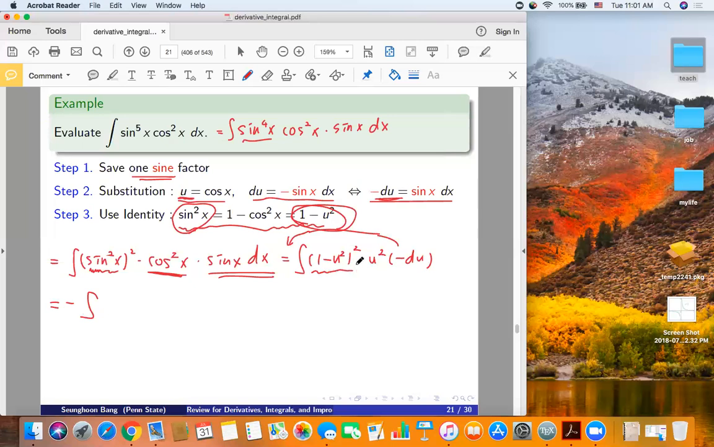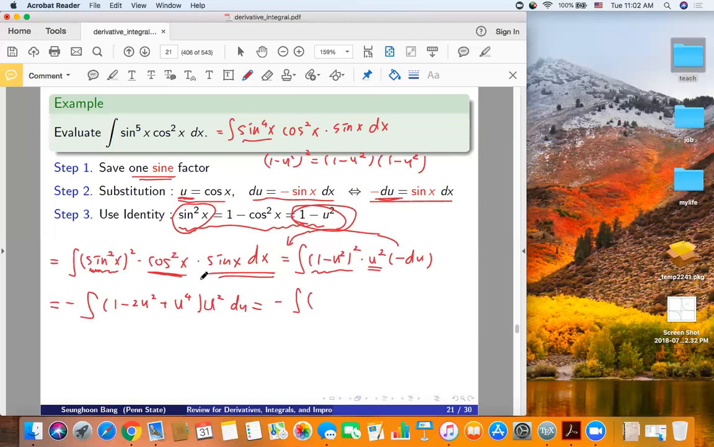You can use the foil rule. So this is the same as 1 minus u square times 1 minus u square. You can use the foil rule, so we have 1 minus 2 times u square plus u to the 4, times u square du. We have the negative integral.